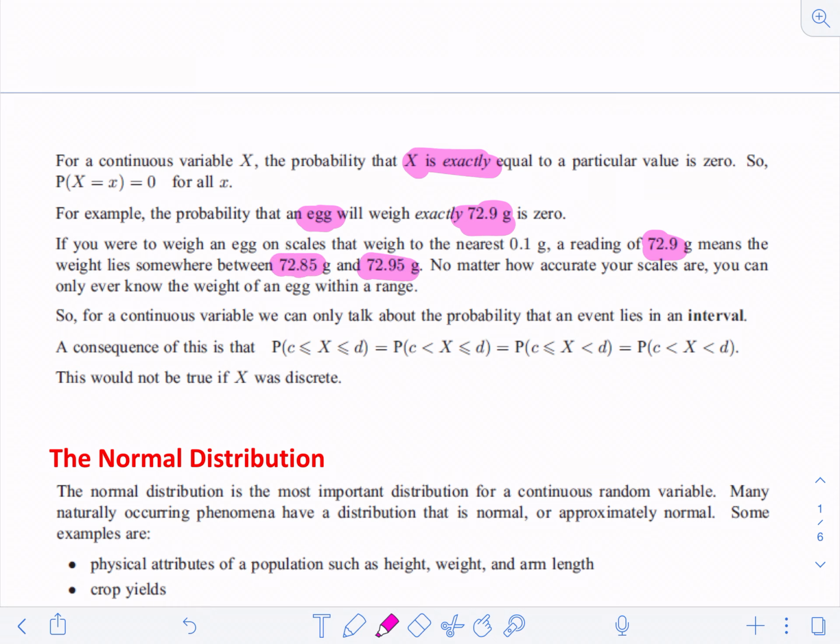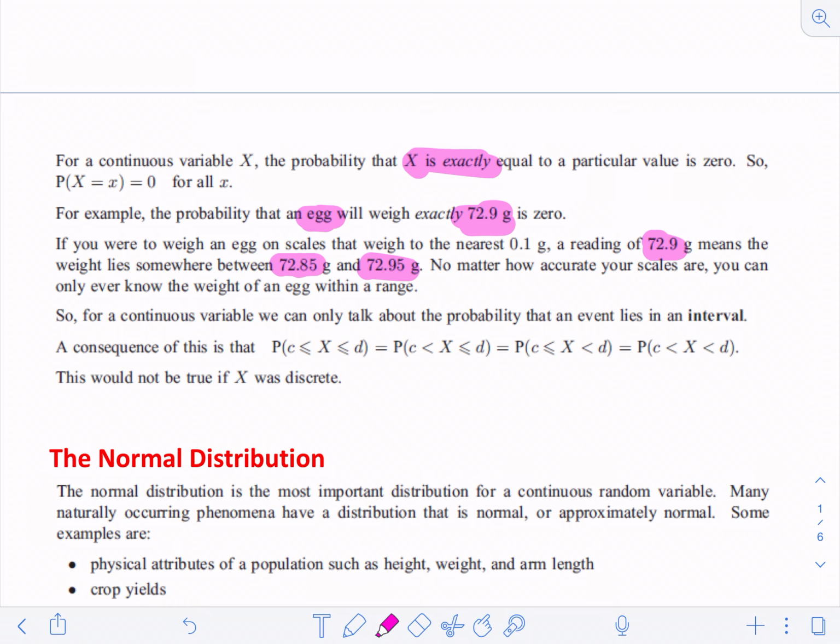It's just where the scale is accurate. Even if we had a scale that was accurate down to the nuclear level, where we're measuring the weight of atoms and things, you can never get an exact weight of an egg. So the probability is going to be zero of an exact value. So we're always going to be looking for a range whenever we talk about continuous random variables here.